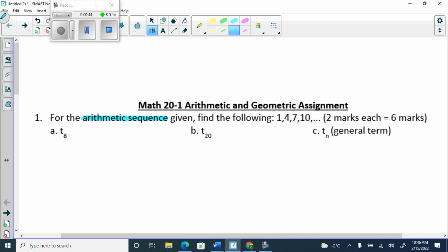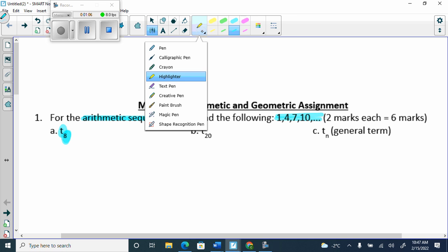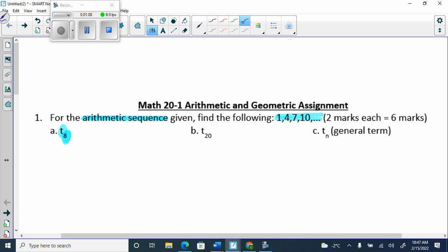Given the following: 1, 4, 7, and 10. I left the marks on here just so you could see what they would possibly be out of if it was on your final. Okay, your final. Wow, we're getting real deep into this. I mean your unit test. Okay, so we want T8, and T is important, and 8 is important. So how many formula options do we have? One.